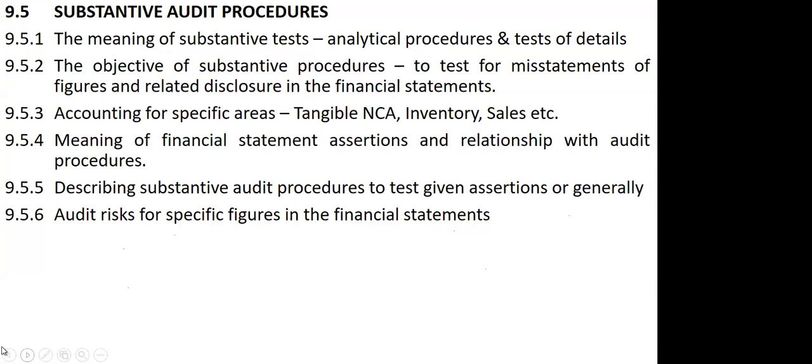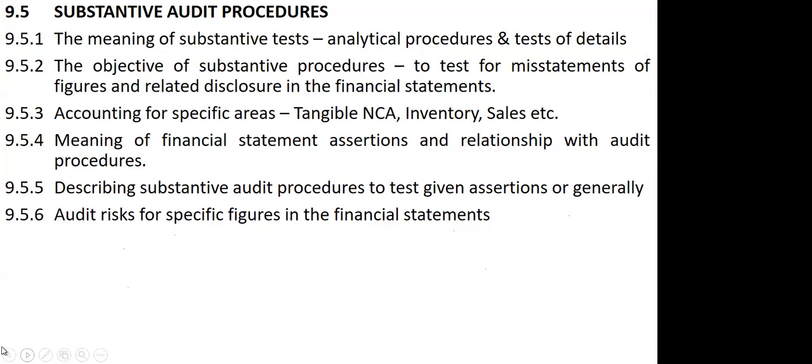The objective of substantive procedures, we've already said, is to test for misstatements of figures. Accounting for specific areas, again, you have to know what audit procedures you are going to conduct in terms of additions to non-current assets, in terms of disposals of non-current assets. Now, if you don't know the accounting for additions, you don't know the accounting for disposals and the related documentation, you are unlikely to suggest suitable audit procedures. We should know again the relationship between financial statement assertions and the audit procedures, whereby auditors consider the assertions being tested when designing audit procedures. The examiners have in the past asked you to suggest suitable audit procedures stating the assertion being tested, because it's very important. You must know the link. So you can't just give a general procedure.